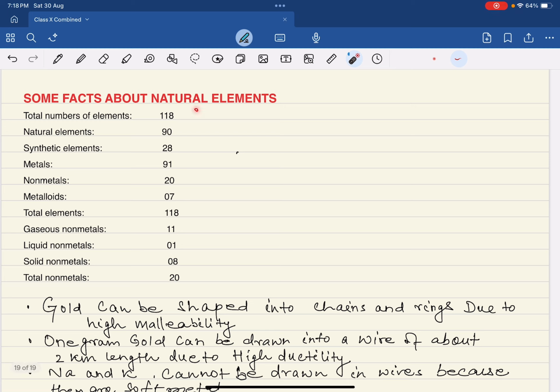The total number of elements in the entire periodic table known according to the International Union of Pure and Applied Chemistry is 118, in which natural elements are 90, synthetic elements are 28, metals 91, non-metals 20, metalloids 7, and the total becomes 118. Gaseous non-metals are 11, liquid non-metal 1, solid non-metals 8, and the total is 20.